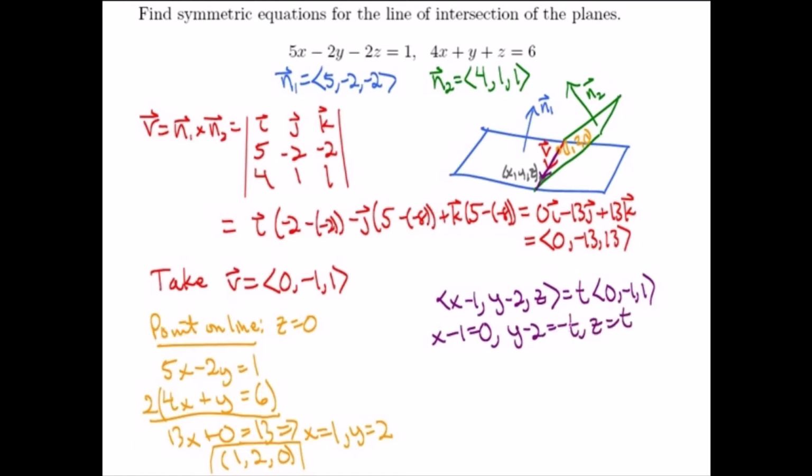Solving each of these for t then gives me my symmetric equation. Because t is going to be equal to the negative of y minus 2, or y minus 2 over negative 1, and that's also going to be equal to z. So that is my symmetric equation, just one in this case, because it just relates y and z, but we should add in here that x is going to be constantly equal to 1. So let's add that into our solution. And then we have the symmetric equations for the line of intersection of these planes. Y minus 2 over negative 1 is equal to z, or z over 1 if you like. X has to be constantly 1.